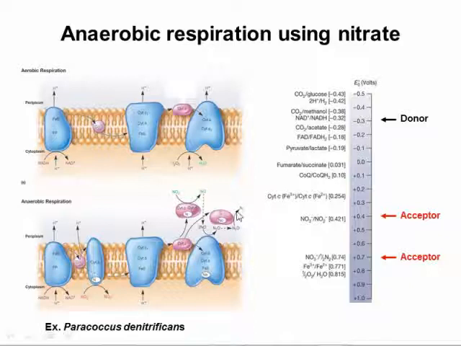So this is a pathway which is called dissimilatory nitrate reduction, because the nitrogen that is formed cannot be assimilated. So it's released into the atmosphere.